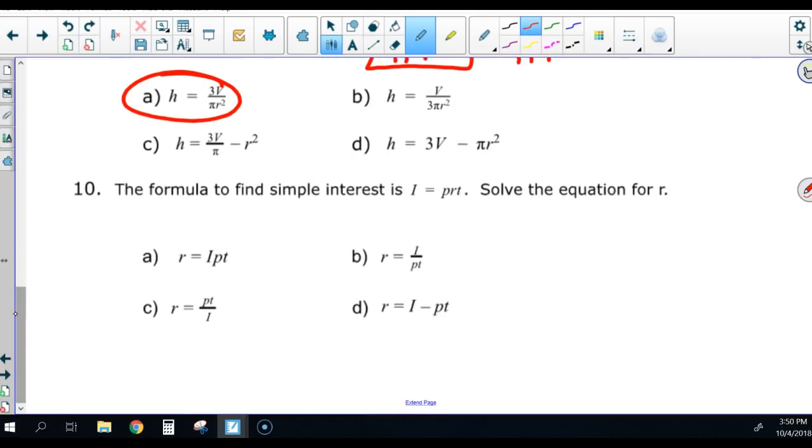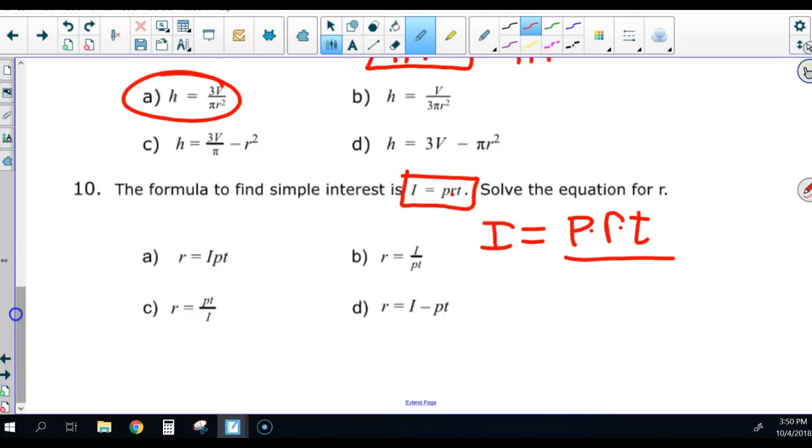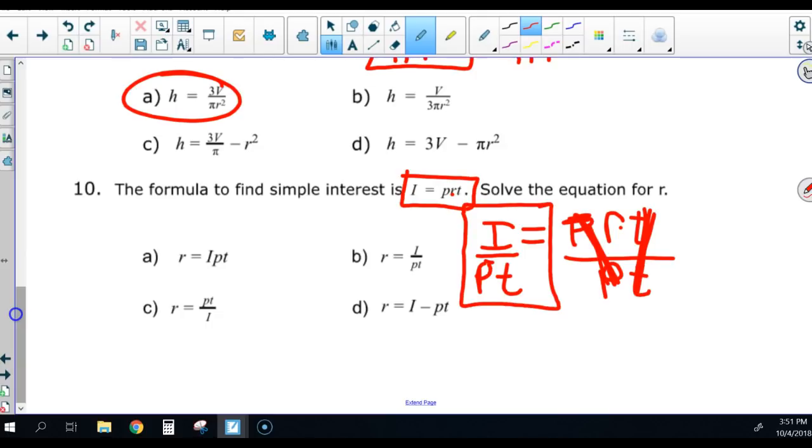Last one, number 10. Formula to find simple interest is I equals PRT. P times R times T. Solve the equation for R. Well, what's happening to R here? I equals P times R times T. R is being multiplied by P and T. How do you unmultiply by P and T? Well, you divide by P, T. So P's cancel out, T's cancel out. R equals I over PT, which is B.